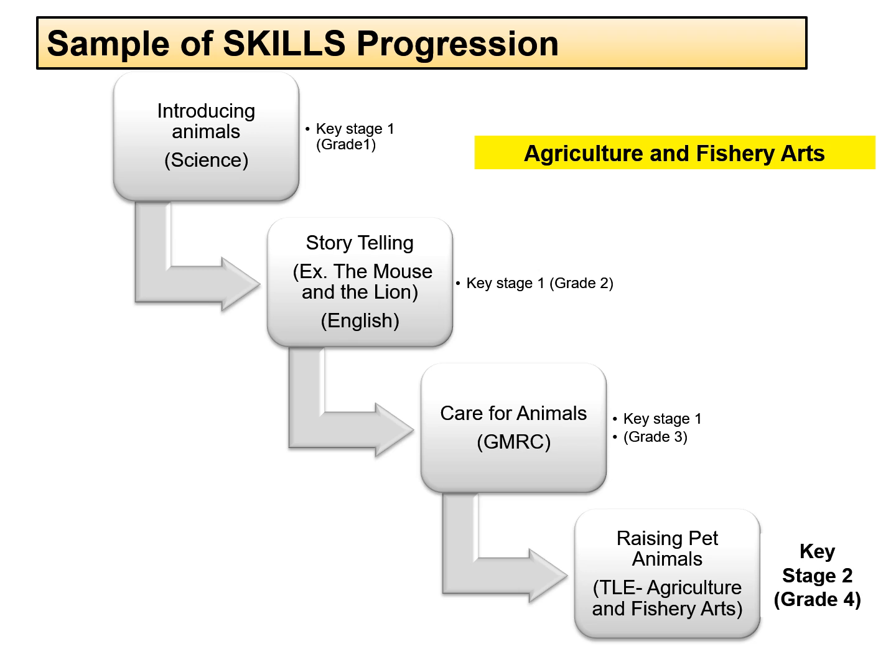For example, the field here is agriculture and fishery arts. So again, skills progression. Since the start of the TLE subject is in grade 4, grade 1 to 3 are foundational skills. For the students to prepare for the TLE subject, they need to learn the foundations. They need to be introduced to, for example, in science, animals. In grade 1, introduce animals. That's Key Stage 1. Grade 2, Key Stage 1, storytelling, for example, the mouse and the lion. That's in the English subject. In grade 3, care for animals, integrated and introduced in GMRC.